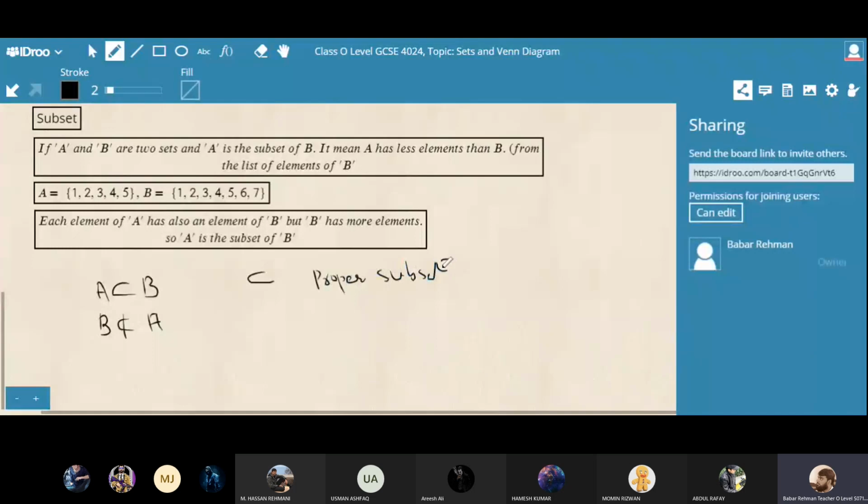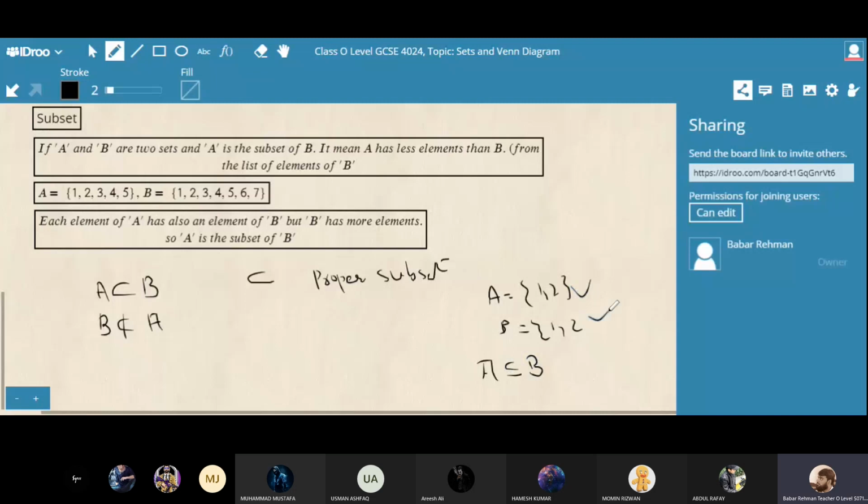So we remember proper subset, but when both sets are equal, then we use the sign with a line below this sign. That means both sets are equal. For example, I write over here A is 1 and 2, and B is also 1 and 2. So I can say A is a subset of B. Because both are equal, we can say that both sets are subsets of each other. Are you getting my point?